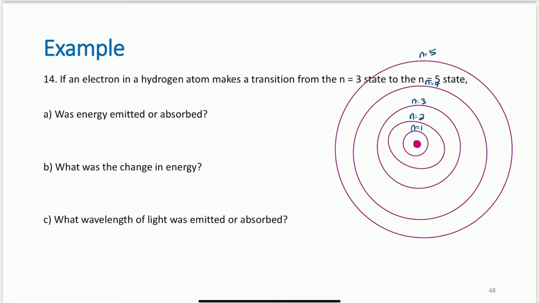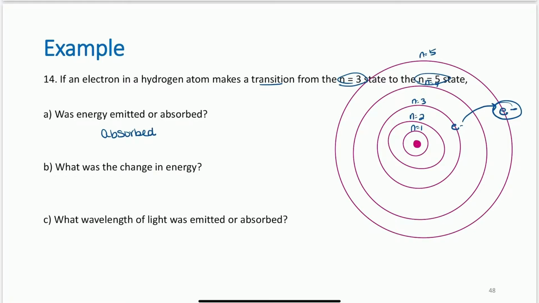So I've got an electron here, and it transitions from the n equals 3 to the n equals 5 state. So it ends up here. Does that mean energy was emitted or energy was absorbed? That means energy was absorbed. That electron absorbed energy in order to make that jump to a higher energy level. Because of that, I expect the energy change here to be positive because it gained that energy.